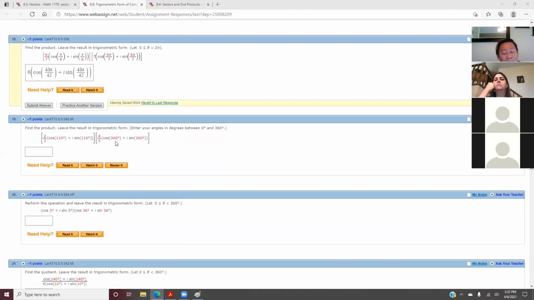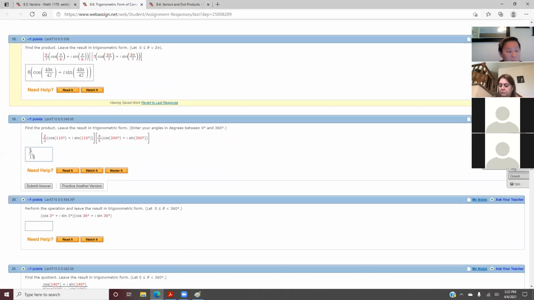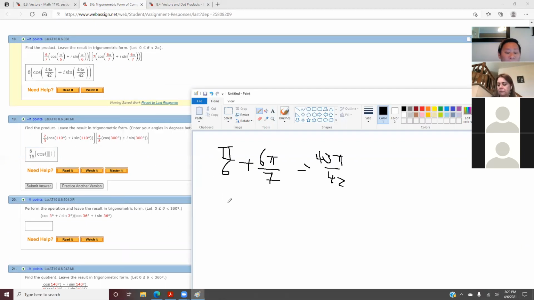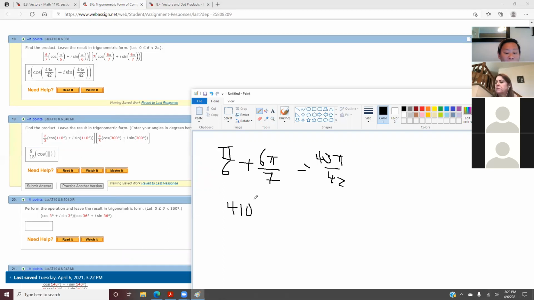This one is, degree is even easier. You just need to add them. So multiply the numbers first. So 2/3 times 4/5 is 8/15. And then for the angles, you need to add because you're multiplying. 300 plus 110. So 300 plus 110 is 410 degrees.